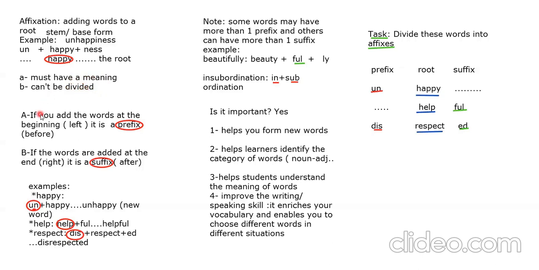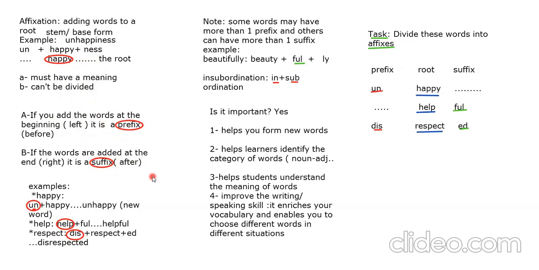If you add words at the beginning of the word, it means on the left of the root, then we call it a prefix. Whenever you hear prefix, think about this word here: before. If the words are added to the right, we call it a suffix. So whenever you hear the word suffix, think about after. So prefix before the root, suffix after.